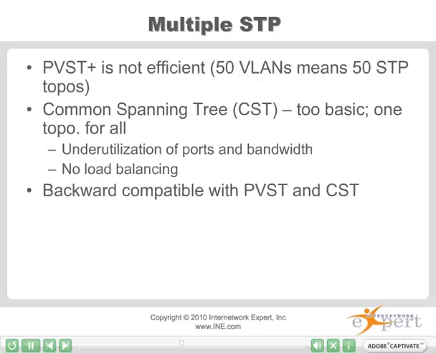What's the problem with the old approach of common or mono spanning tree? Well, mono spanning tree, that sounds like something you'd catch in your high school that would make you very ill. But the issue with the common spanning tree is the fact that it's simply too basic. Having one topology for all of your VLANs doesn't do well when it comes to your utilization of ports and your bandwidth, and doesn't offer you any load balancing whatsoever. Something that you're going to be thrilled about with multiple spanning tree protocol is, like rapid spanning tree protocol, it's totally backwards compatible with the earlier PVST+ and CST technologies.